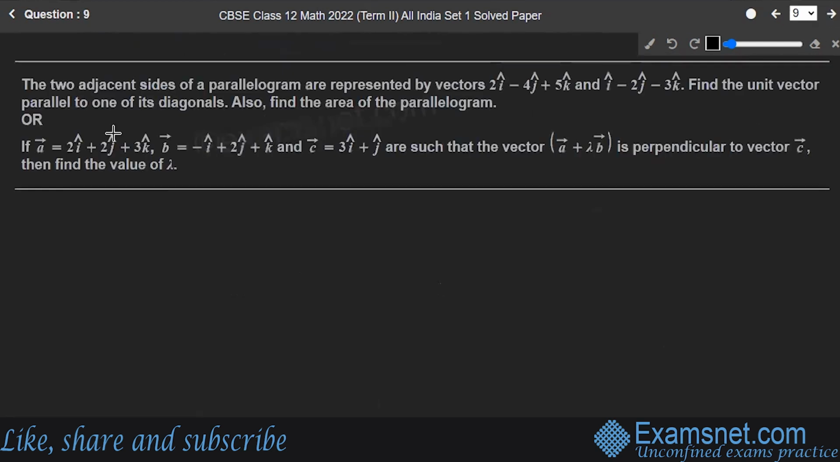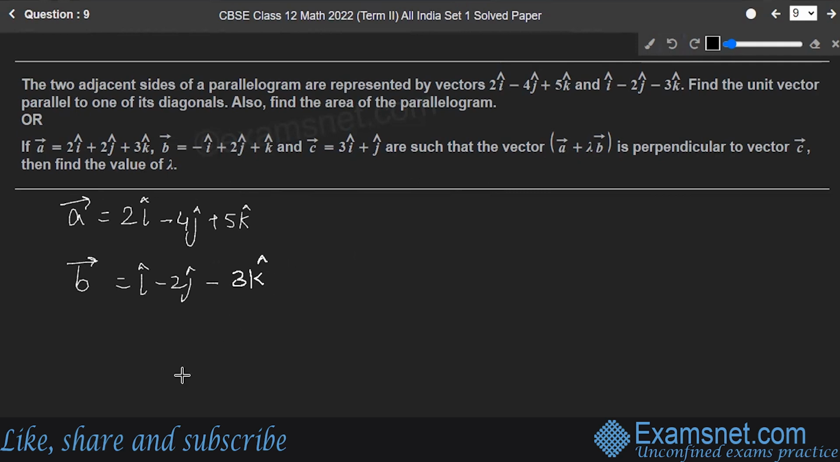Let's move to the next question, number 9. Again, you have a choice in this question. Two adjacent sides of the parallelogram are represented by these two vectors. You have to find a unit vector parallel to one of its diagonals, also the area of the parallelogram. Let's say this is A. A is 2i minus 4j plus 5k, and B vector is i minus 2j minus 3k.